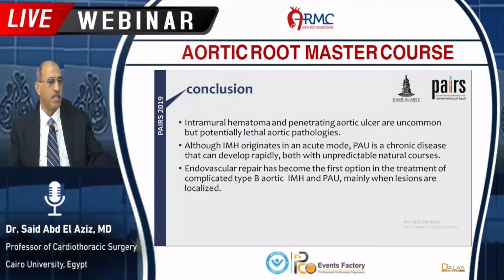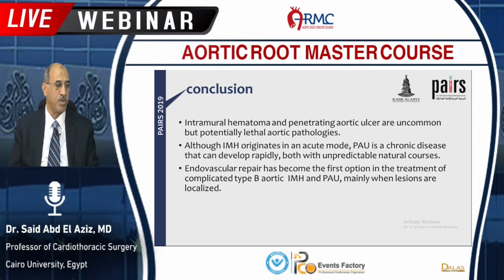To conclude, the intramural hematoma and the penetrating aortic ulcer are uncommon but potentially lethal aortic pathologies. Although intramural hematoma originates in an acute mode, penetrating aortic ulcer is a chronic disease that can develop rapidly, both with an unpredictable natural course. Endovascular repair has become the first option in the treatment of complicated type B aortic hematoma and penetrating aortic ulcers, mainly when the lesions are localized.